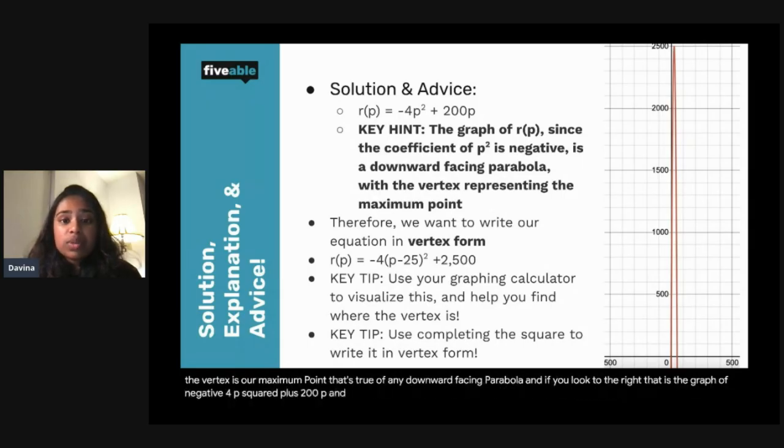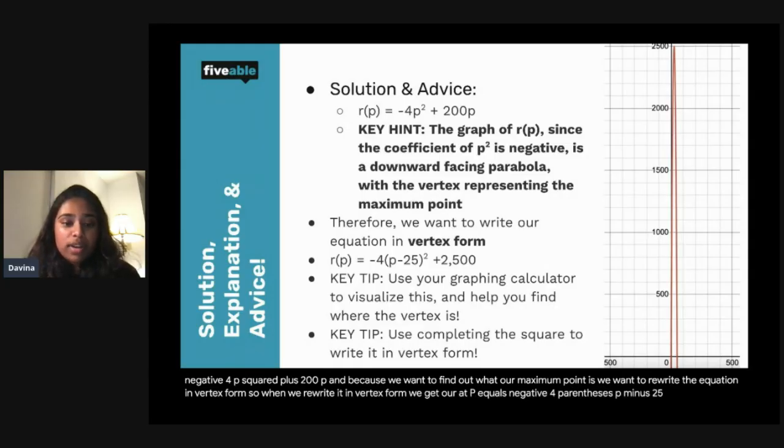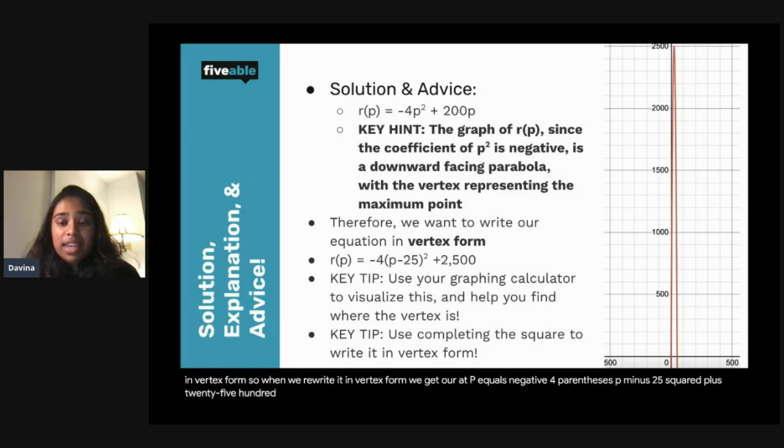Because we want to find out what our maximum point is, we want to rewrite the equation in vertex form. When we rewrite it in vertex form, we get R(p) = -4(p - 25)² + 2500. And again, that means our vertex is (25, 2500). So that's the equation that we want to have written in.